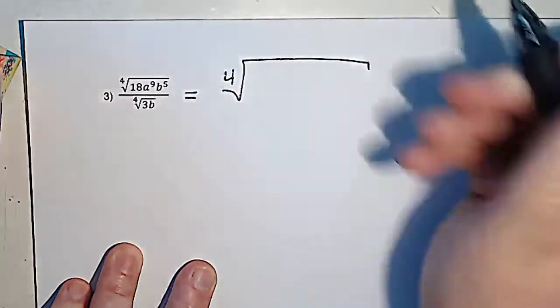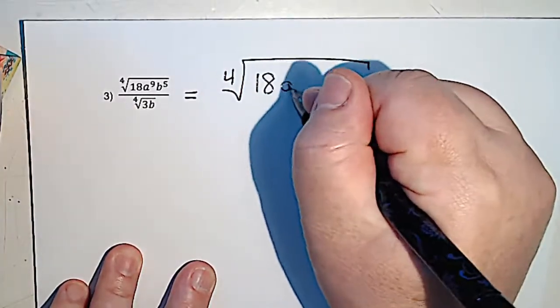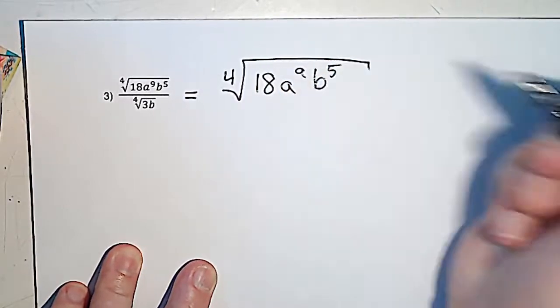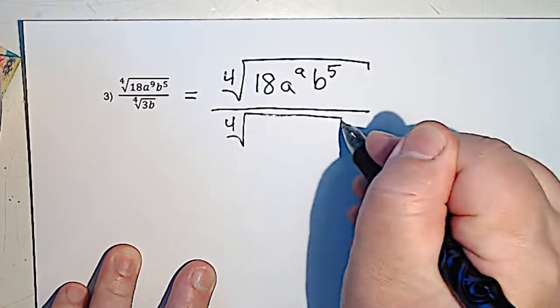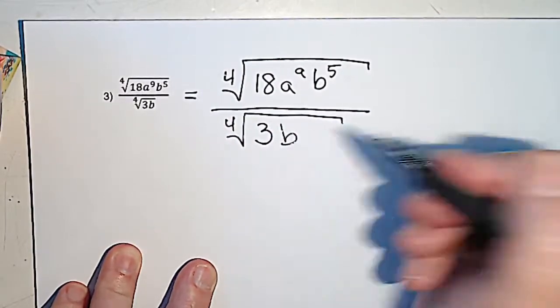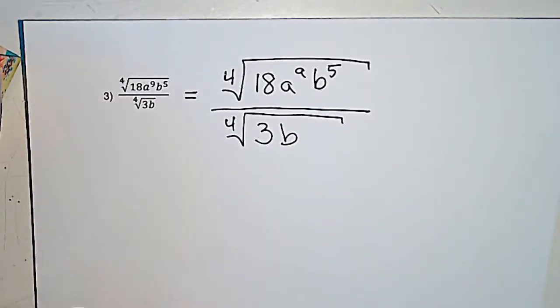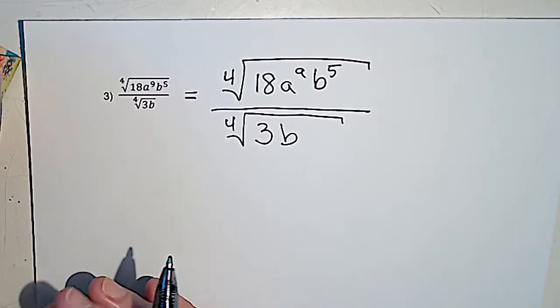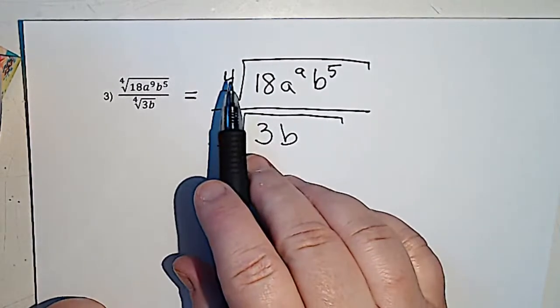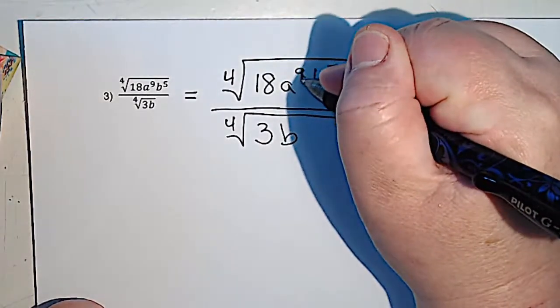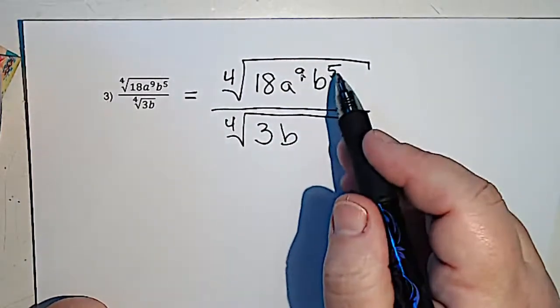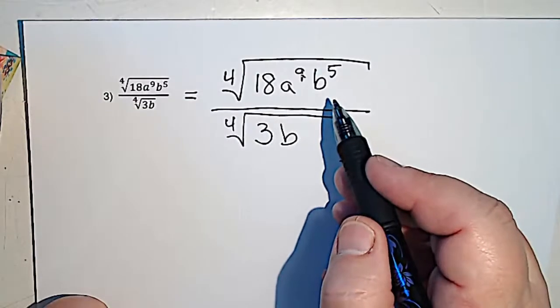First off, we got 4th roots. Then we got stuff like a to the 9th and b to the 5th running around. So far, so good. So what I'm going to do is, you can approach this a couple different ways. Obviously, this numerator, the 4th root of 18a to the 9th, b to the 5th. There's some simplifying we could do in here.